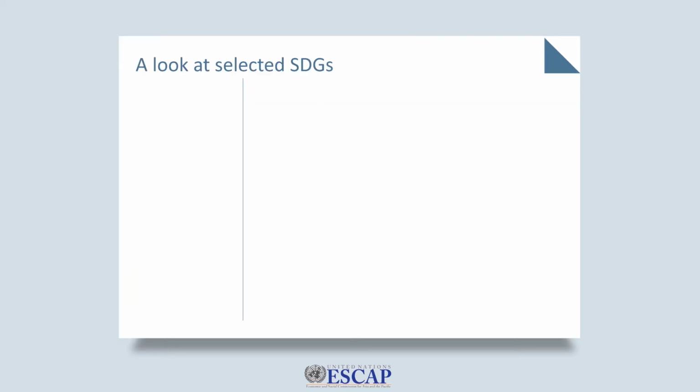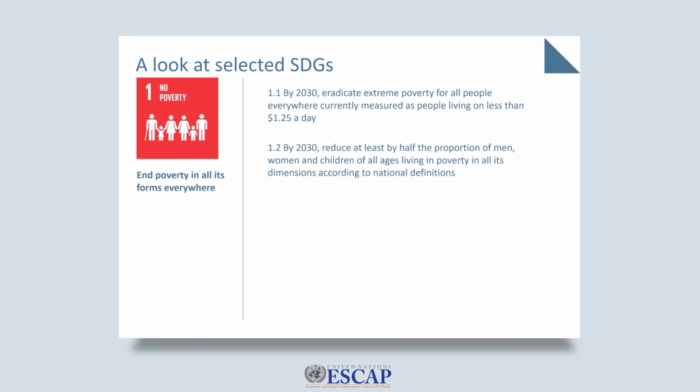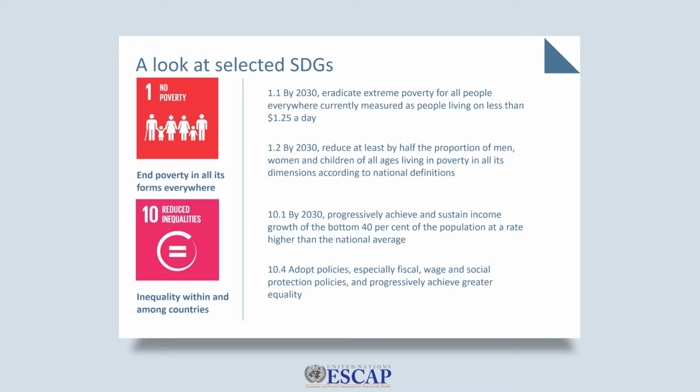Let us now look more closely at two examples of particular SDGs in order to understand their structure and how progress towards them is to be measured. SDG 1, for example, calls for ending extreme poverty in all forms by 2030. SDG 1 is accompanied by 10 targets. Target 1.1, for example, is to, by 2030, eradicate extreme poverty for all people everywhere. Target 1.2, as a further example, is to, by 2030, reduce at least by half the proportion of men, women, and children of all ages living in poverty in all its dimensions according to national definitions.